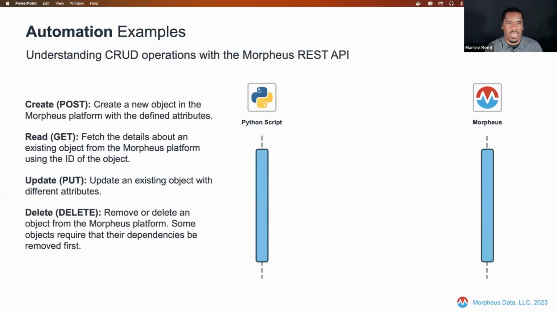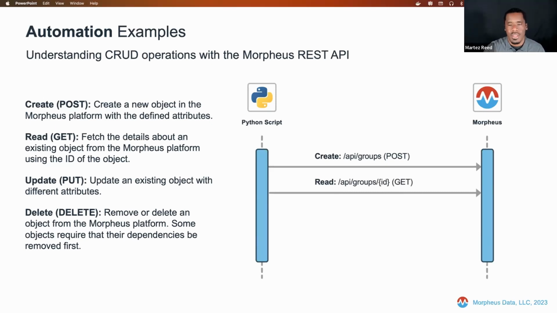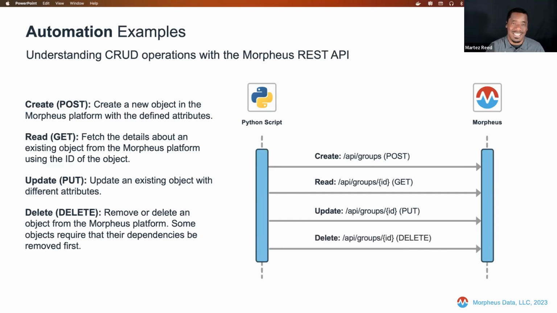So let's take a look at another example. Commonly, when you talk about REST APIs, we're talking about CRUD operations, which is essentially create, read, update, or delete operations against a given object via the REST API. As an example, we want to create a group within the Morpheus platform. We also want to read that group we've just created, update properties about that group, and then finally delete the group.